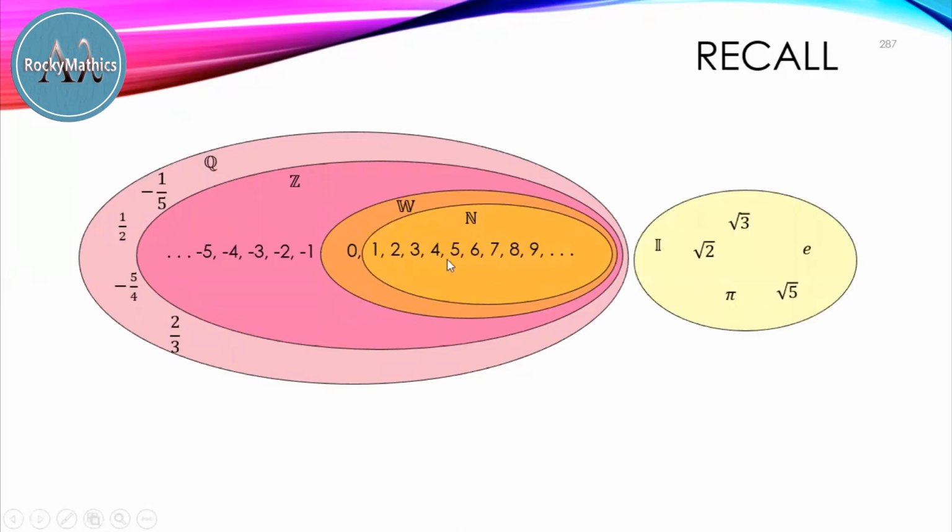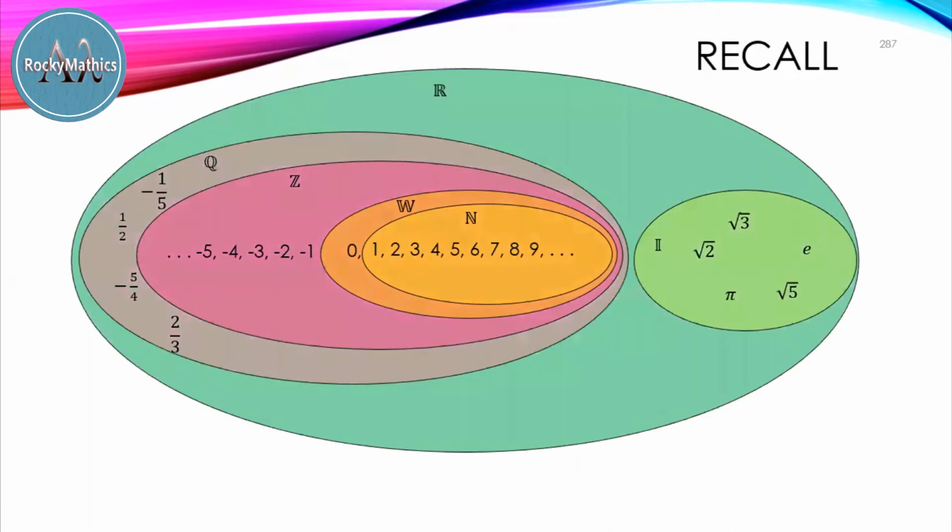Now, here's another type of set of numbers, which is the set of irrational numbers. In the set of irrational numbers, we have square root of 2, square root of 3, and so on. Actually, these sets of numbers are just part of the set of real numbers.